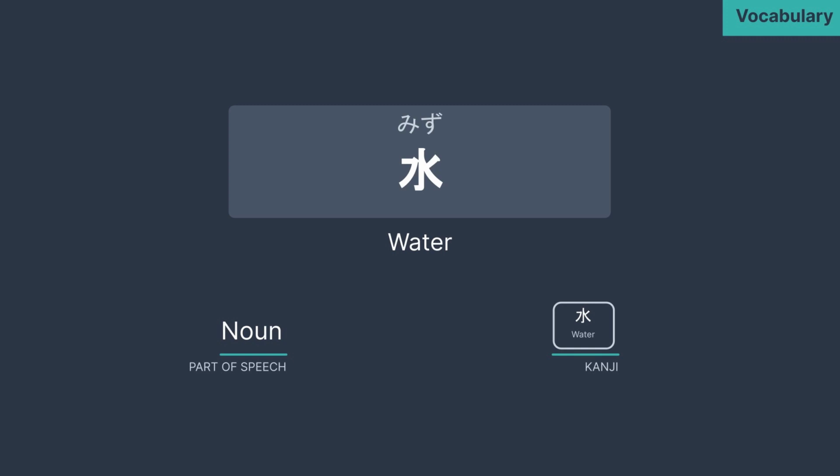The second word is mizu. It means water. This word contains one kanji by itself, and like most words which only contain one kanji, it uses the kunyomi reading of that kanji, which in this case is mizu.